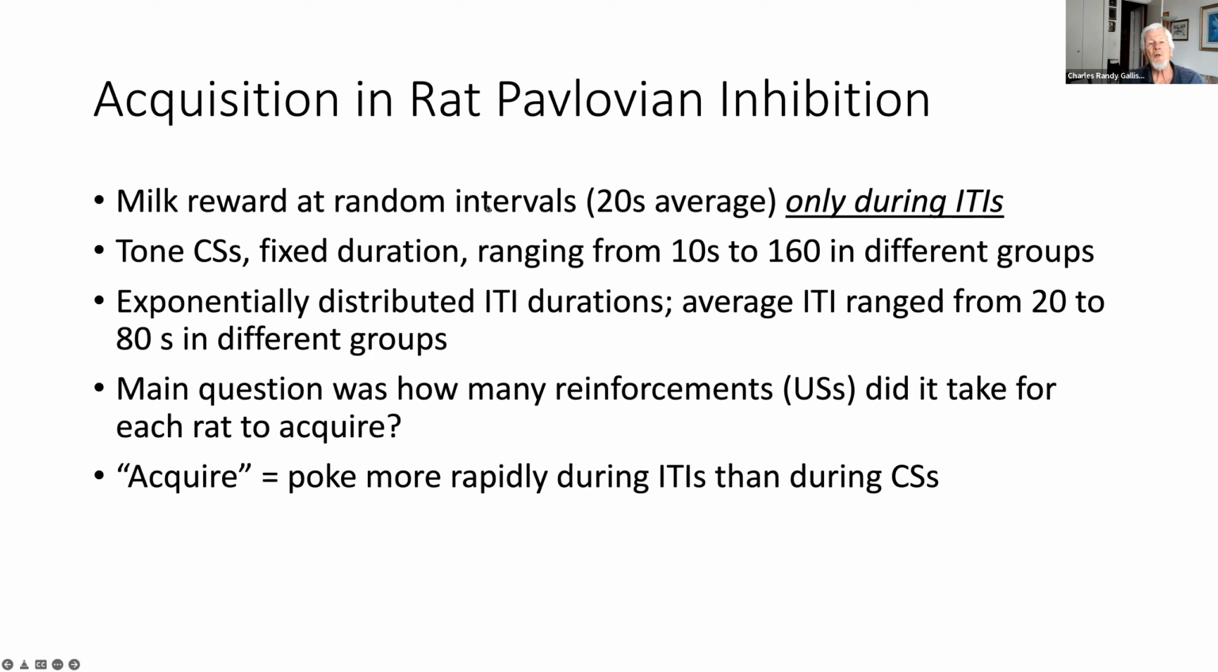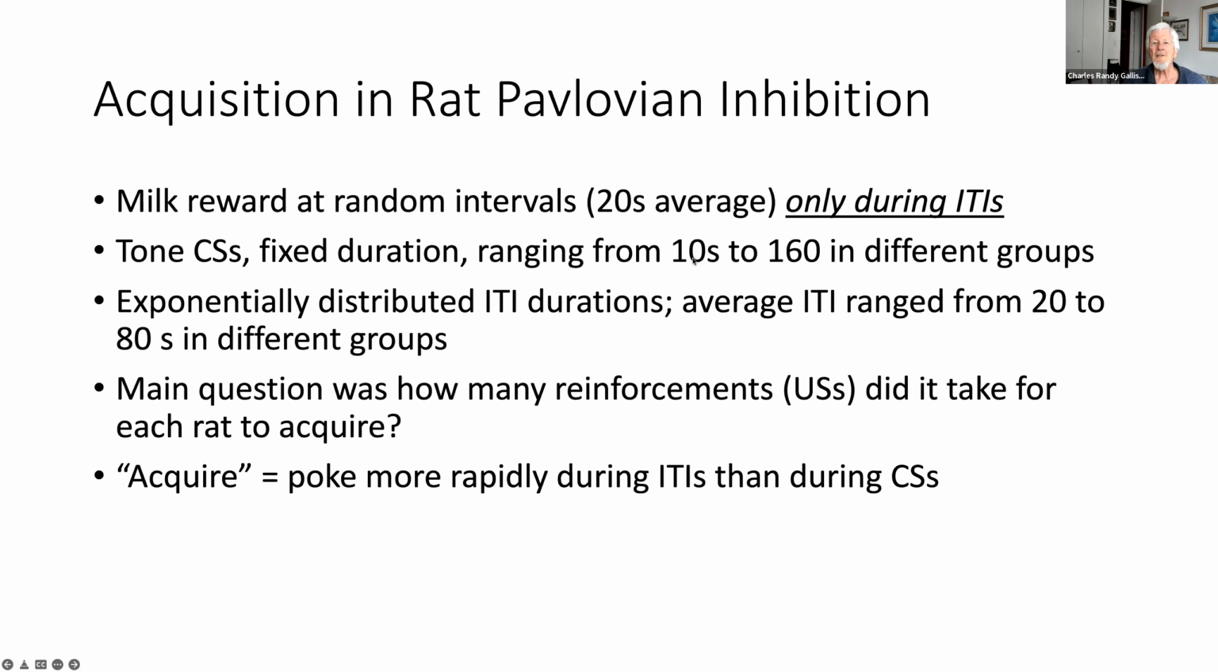So in this experiment, there's milk reward at random intervals. The average interval between the delivery of a milk, this is Pavlovian conditioning. So the milk is delivered completely independent of whatever the rat does or does not do. But it's delivered only during the intertrial intervals, only when the tone CS is not present, okay? And those intertrial intervals are exponentially distributed. The tones, on the other hand, have a fixed duration. So in any given group, it would come on for 10 seconds or 20 seconds or 40 or 80 or even 160 in one group.